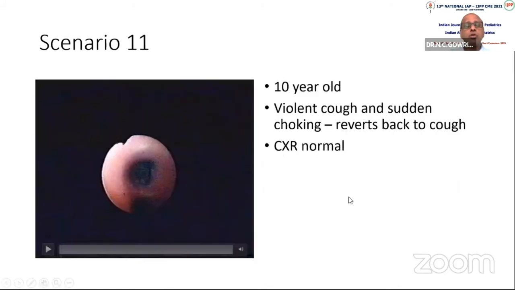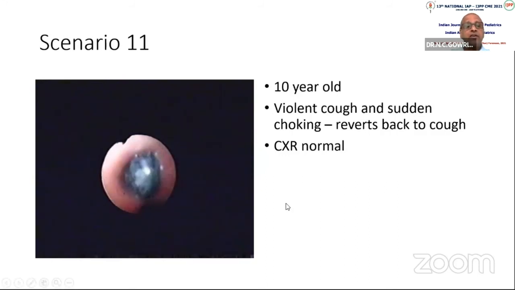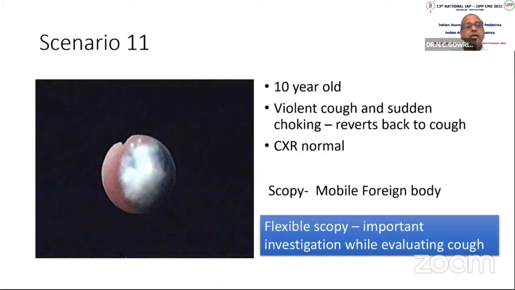This is a 10-year-old child who has violent cough and sudden choking. Within seconds, he reverts back once again to cough. X-ray is normal. Look at this. This is a mobile foreign body with a sitafal seed, which during each cough, it comes and closes the glottis. Life-threatening, but scopy diagnosis helps in a child who has cough, chronic cough.